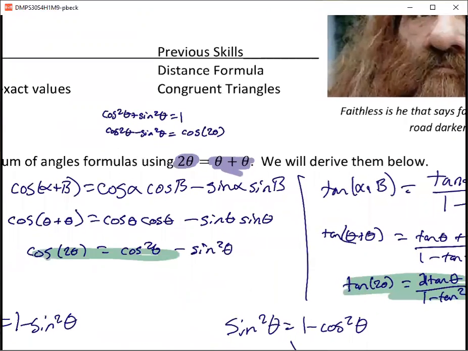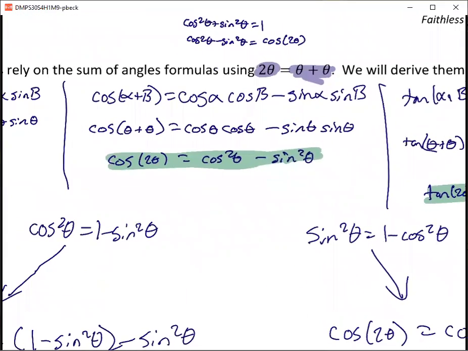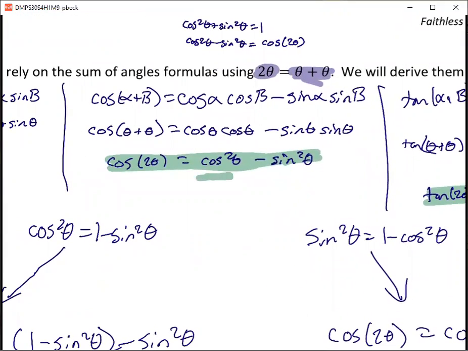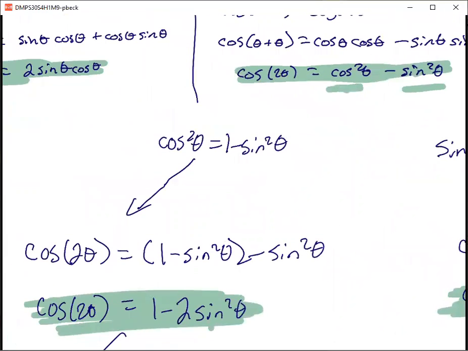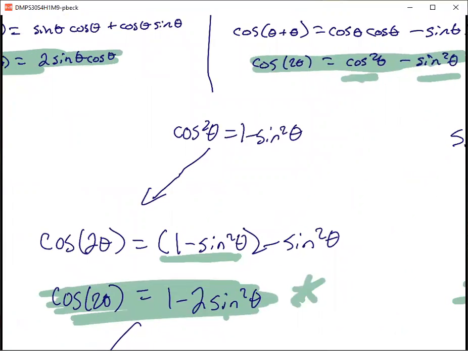Cosine of 2 theta is cosine squared minus sine squared. Now, with cosine squared minus sine squared, there are multiple ways that we could write it. It stems from the fact that cosine squared is 1 minus sine squared, and sine squared is 1 minus cosine squared. So if we do a substitution, replace the cosine squared with 1 minus sine squared, and simplify, we get our next cosine double angle formula. It's really the exact same formula, just written only in terms of sine, not cosine.